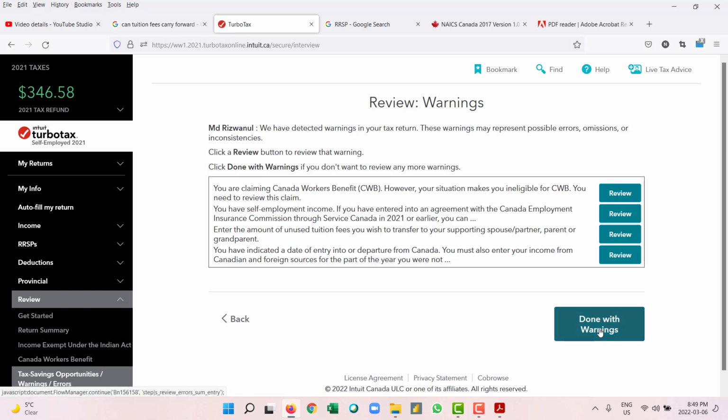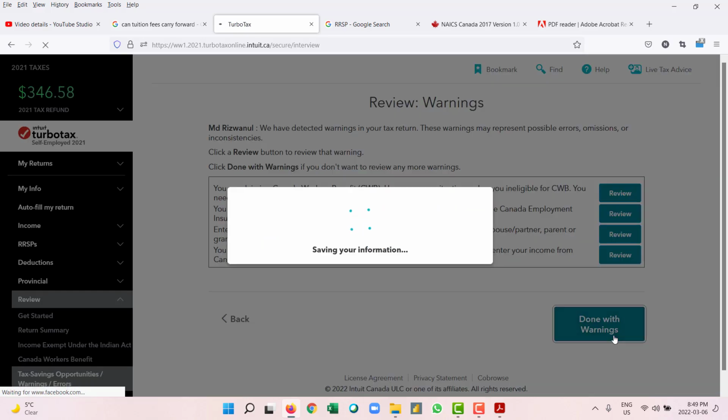Done with warning. Are you claiming the Canada workers benefit? However, your situation makes your Canada workers benefit. Enter the amount of unused tuition fees you wish to transfer to your supporting spouse or partner. You have indicated a date of entry or departure from Canada. You must enter your income from Canadian and foreign sources. Done with warning.